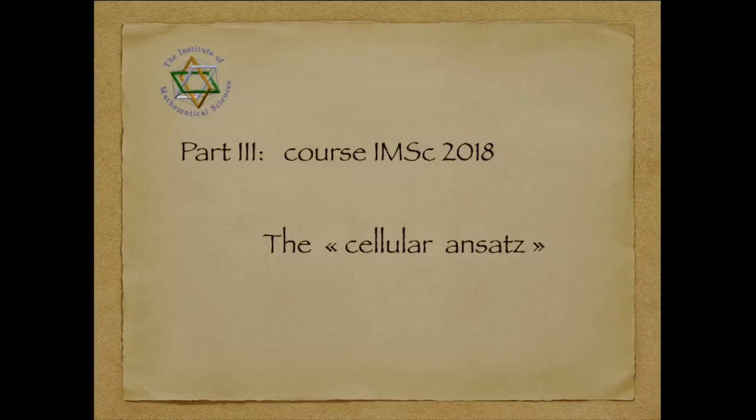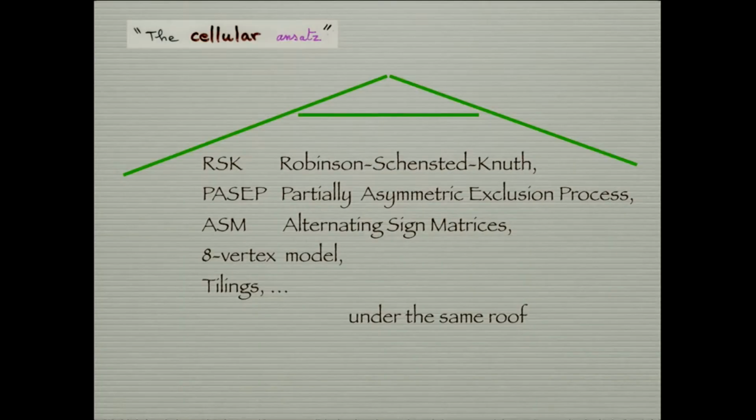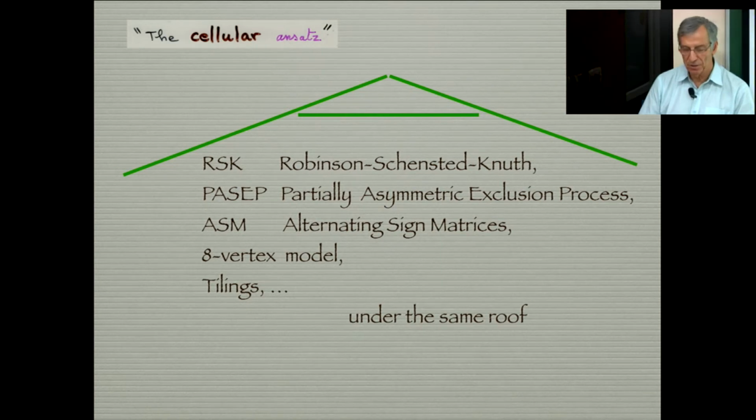And so this year will be the same philosophy, which I could call the cellular ansatz. So it's a new term. I don't know if it's appropriate, but it's a kind of term. And cellular ansatz is to put under the same roof many classical things. So we will start the class with a fundamental example, the RSK, the Robinson-Schensted-Knuth correspondence. And then we will go to the relation with physics, the partially asymmetric exclusion process. So this will be my second main example on the cellular ansatz.